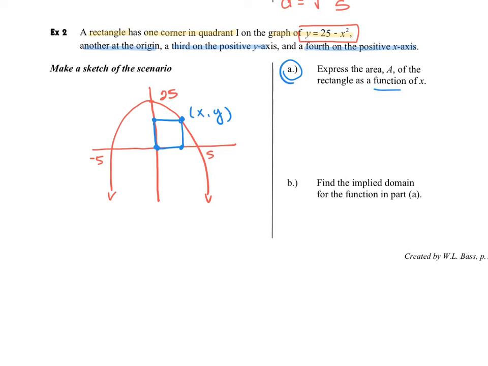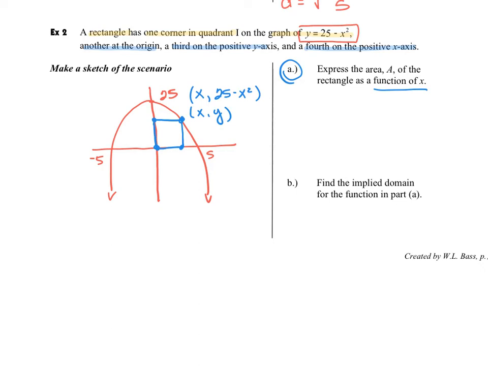Now, if this ordered pair right here is an xy pair, and again, just like before in part A, we ultimately need to write it as a function of x. So I need to get rid of that y value first. Instead of writing xy, I'm going to write x, and then I'm going to write 25 minus x squared. You've got to get rid of that y from the very beginning.